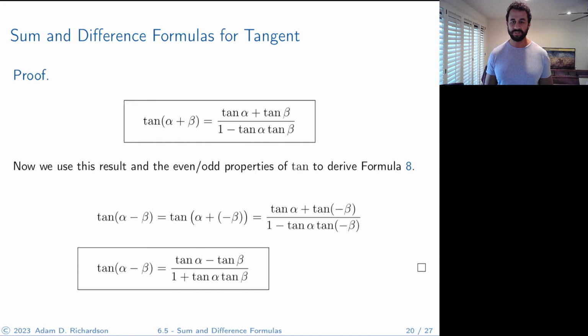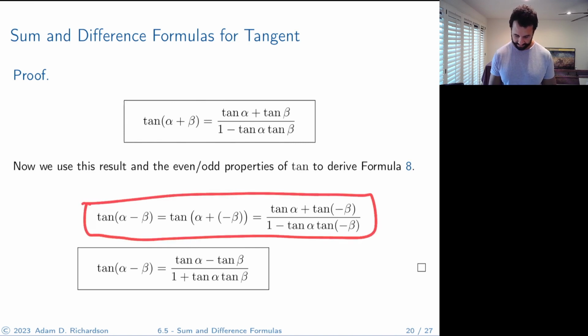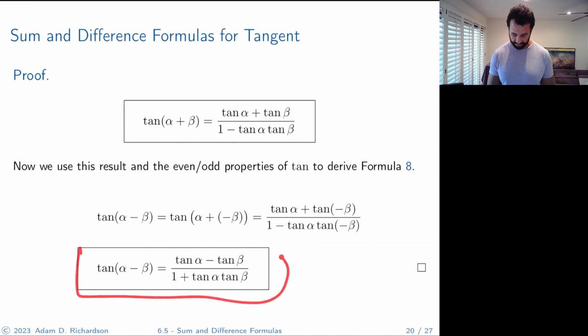Next, we can use this result to get the angle difference identity for tangent using the same techniques we used in the previous two proofs. We're just going to use the even-odd identities and rewrite the difference as a sum. So that's what I do right here. And then this is the formula.